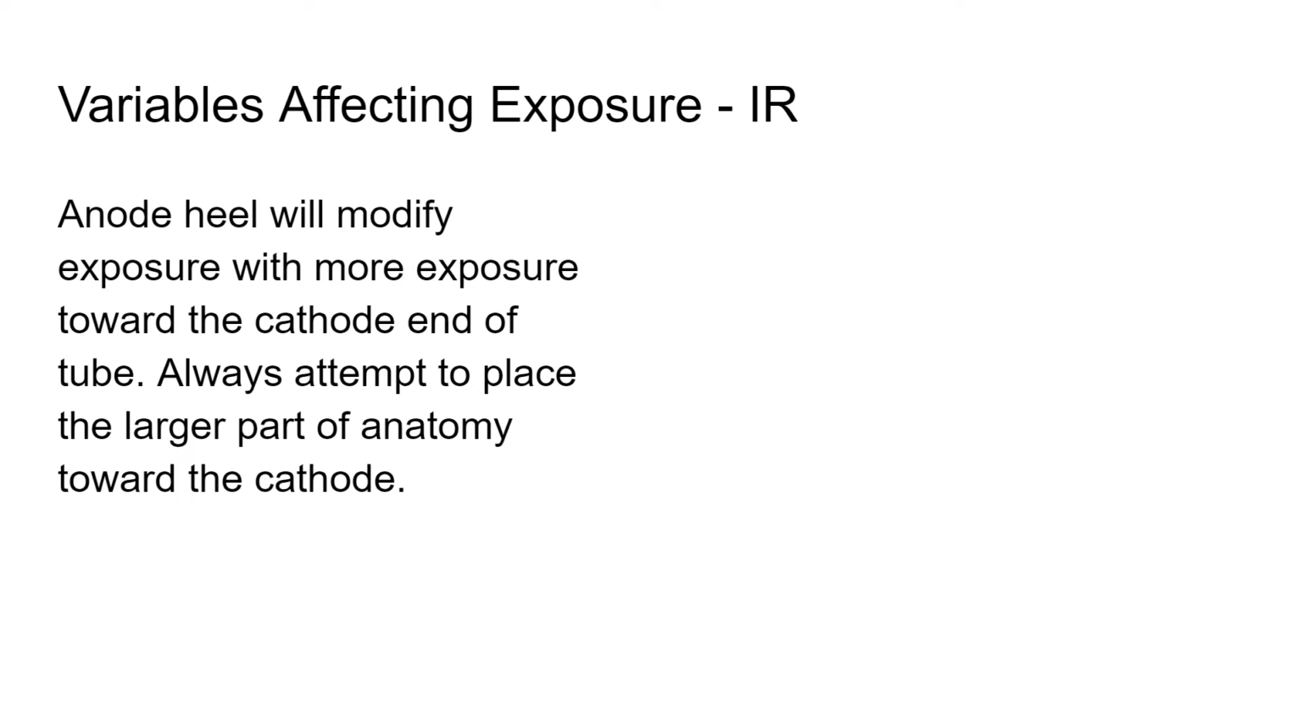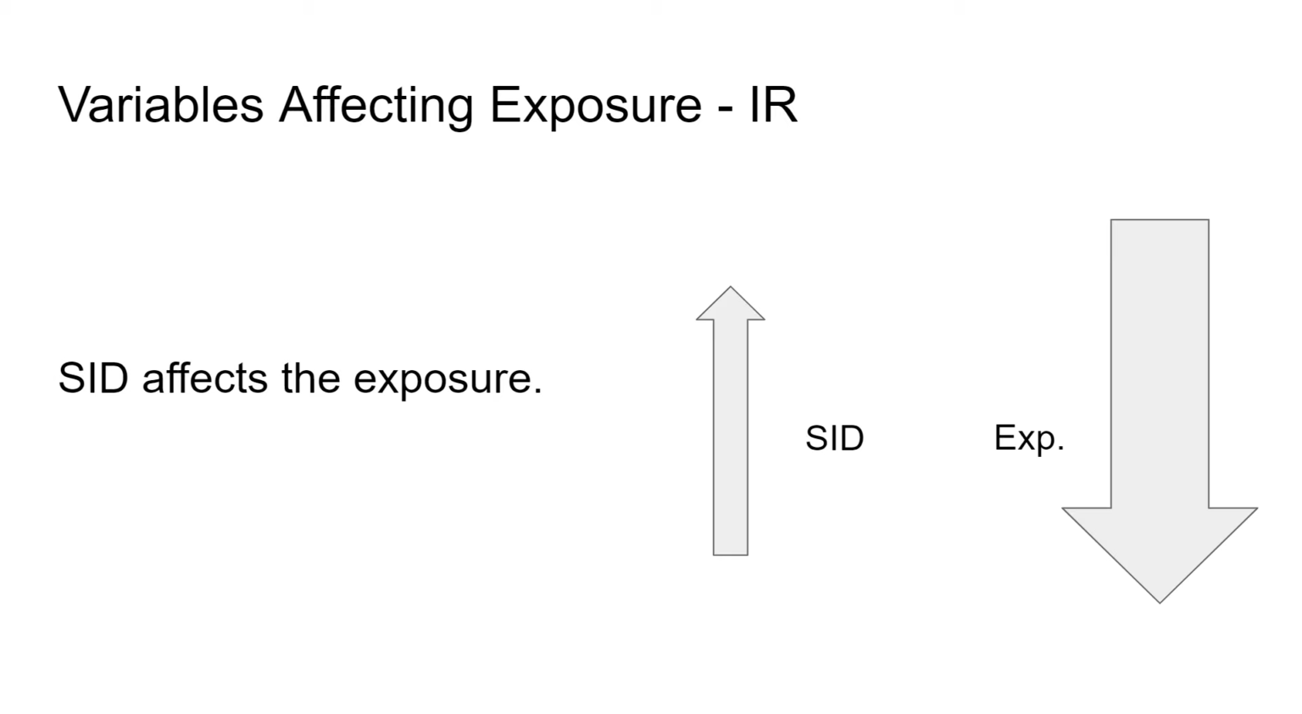Anode heel effect. So there's more exposure towards the cathode end. Again, we don't see this as much in digital imaging because it's sort of corrected for. This particular phenomenon manifests more the longer the bone is. So, you're not going to see this on a hand. You might see it maybe on a fib or a femur, more likely. So the rule is to place the larger part of the anatomy, the thicker part of the anatomy, towards the cathode to take advantage of that. Again, hard to duplicate and see it with digital imaging now.